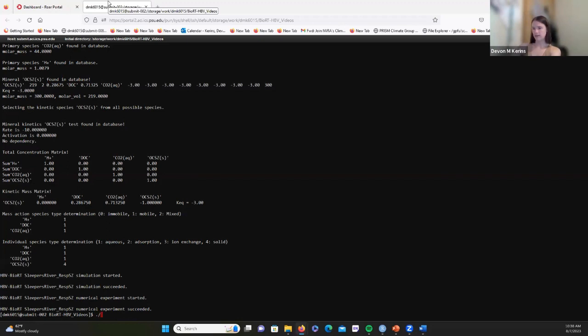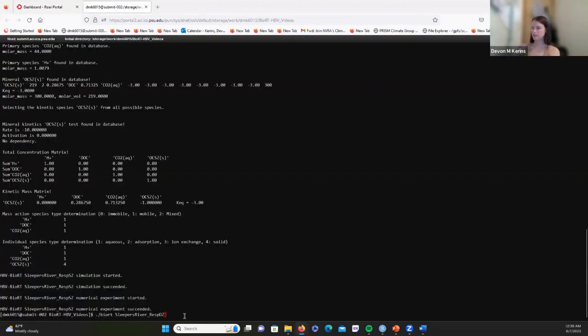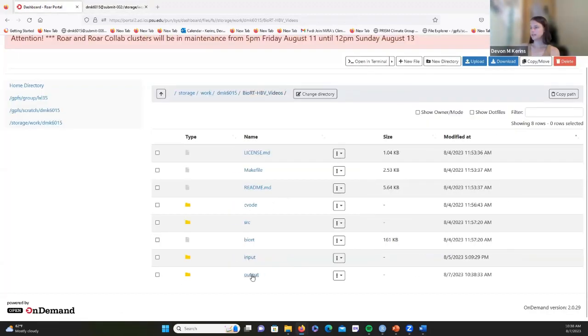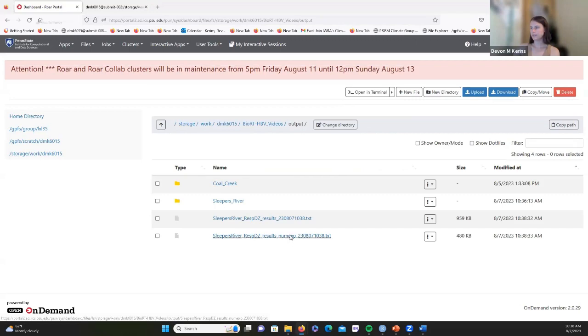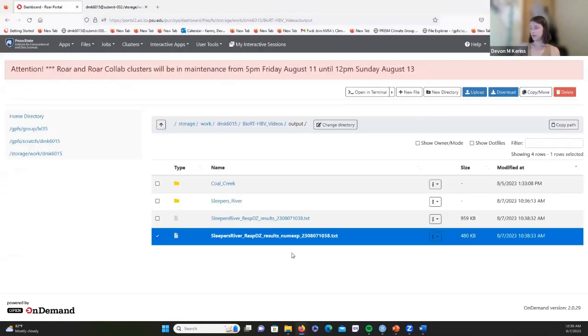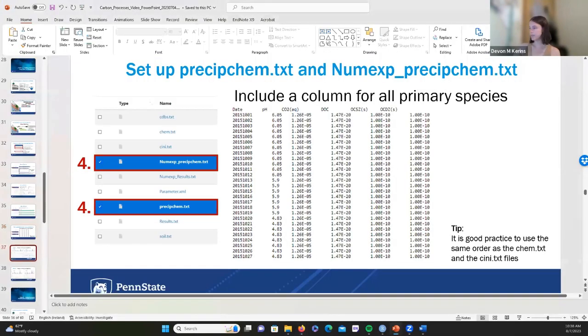So we'll run that with ./BioRT Sleepers River resp in the deep zone. Okay, and so that's ran. See here in our outputs, we have this here. Great, looks like everything ran and we got values for everything, so it looks okay. And so we will take this and we plotted it in R, which we can look at the output here.